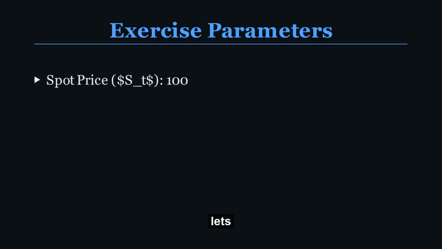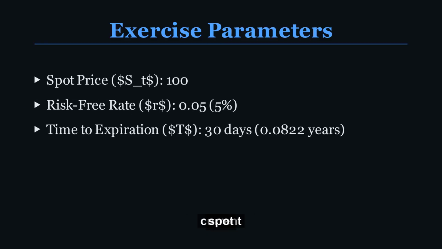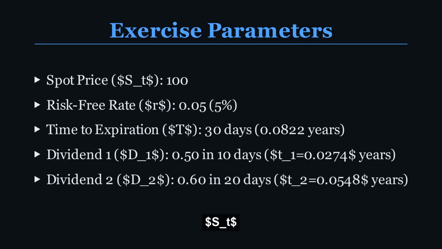For our exercise, let's assume the following parameters. The current spot price of the asset, $S_T$, is 100 units. The risk-free rate, $R$, is 5% per annum. The time to option expiration, $T$, is 30 days, or approximately 0.0822 years. We anticipate two dividends, $D_1$ of 0.50 units payable in 10 days, and $D_2$ of 0.60 units payable in 20 days. These values are crucial for our forward price calculation.